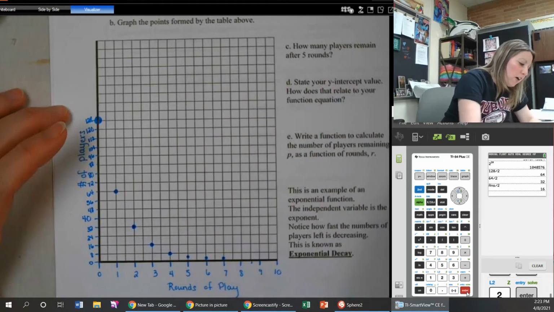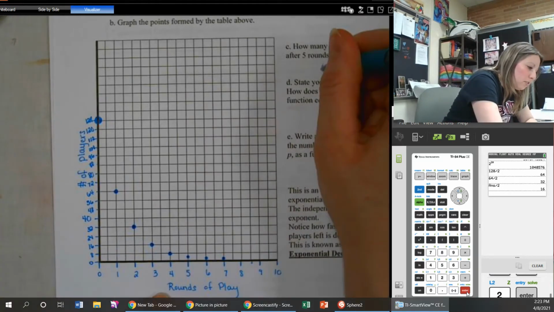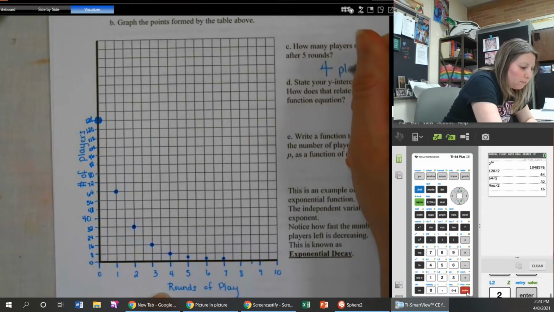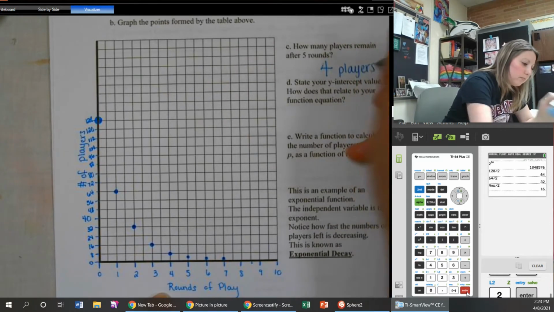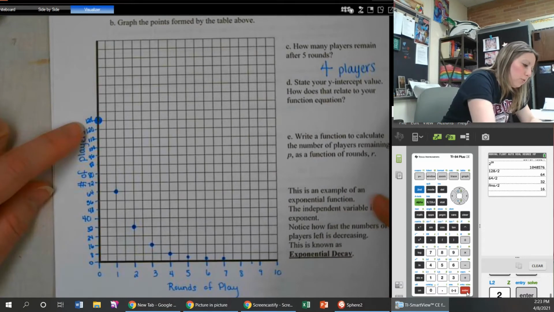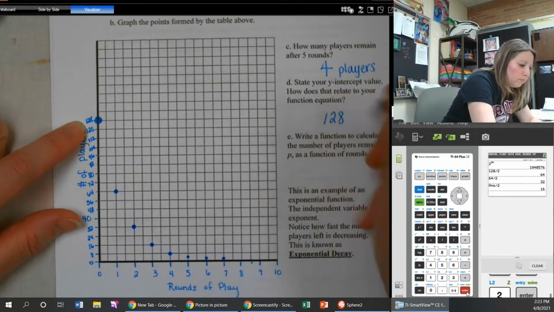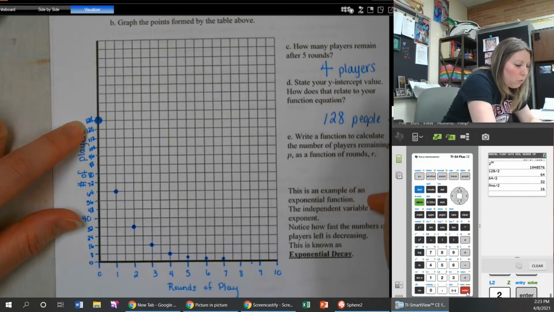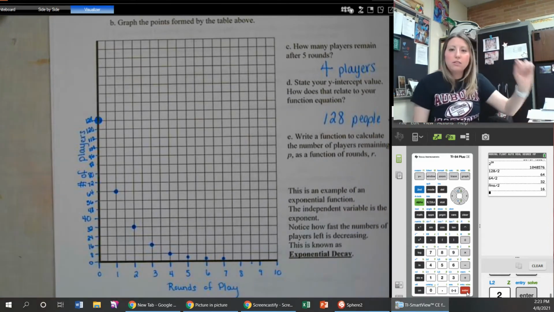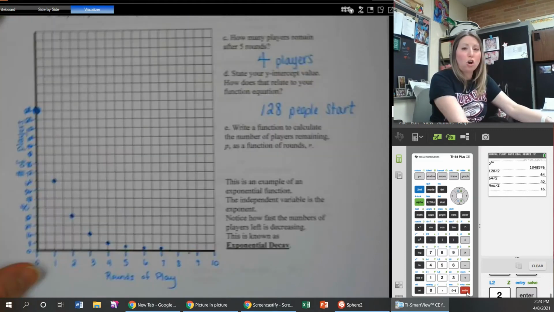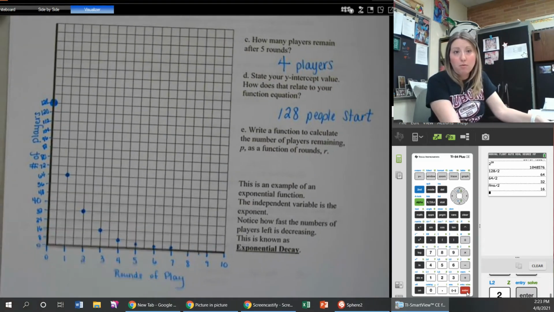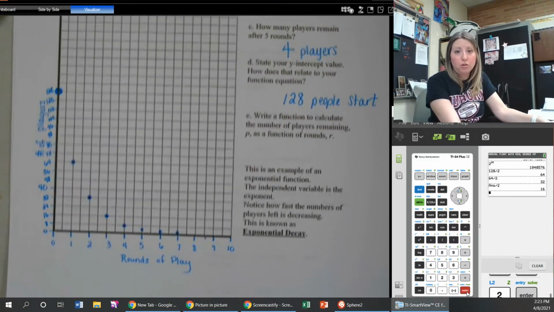So after 5 rounds of play, how many players? 4 players remain. State your y-intercept value. And it's 128, and that's how many people start the tournament. How many people start at the beginning of the tournament?